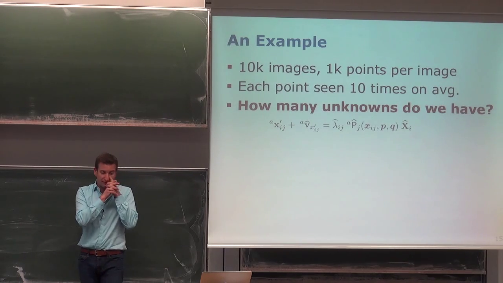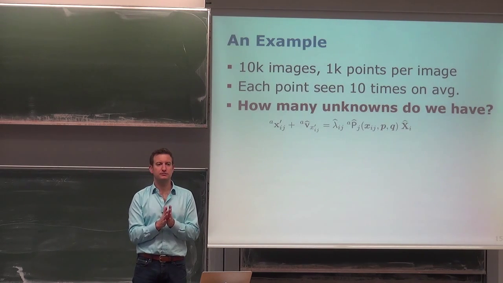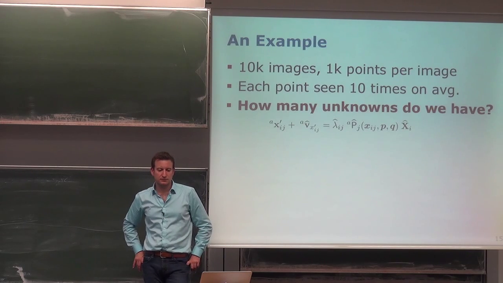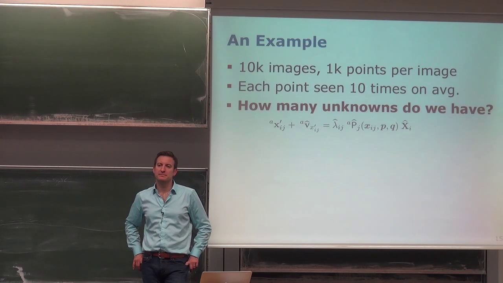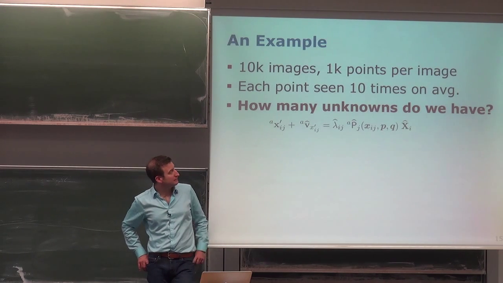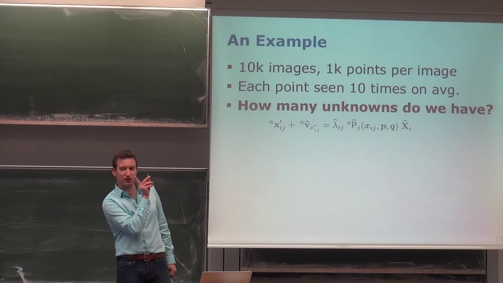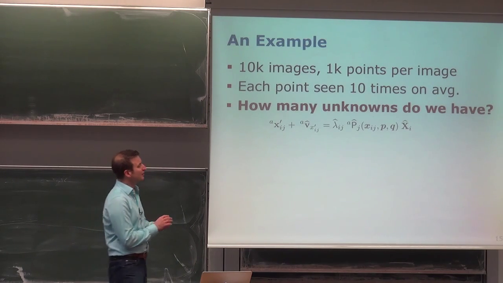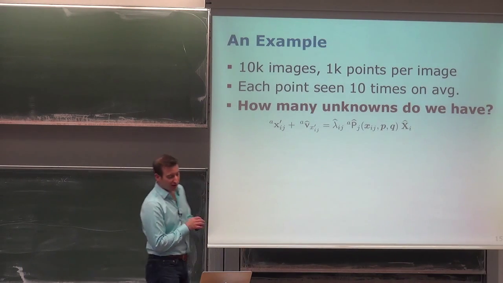How many unknowns do we have? So we have 1,000 points, and each point has been seen 10 times, so it should be 100 points. So we see 1,000 points per image. Oh, yeah, so times 10,000. Yeah, exactly. So we are ending up having 1 million points.